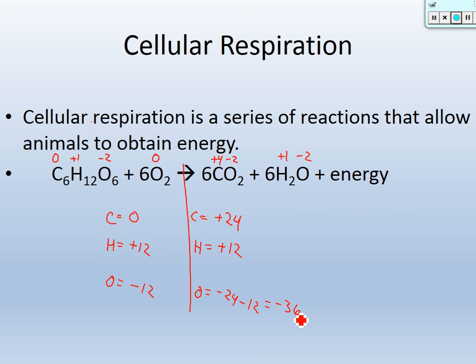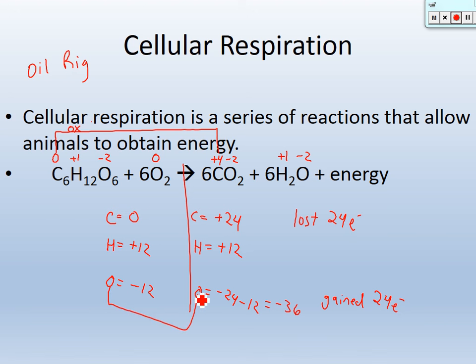Okay, now stay with me because this is where we're going to track the electrons. Carbon saw its oxidation number go up. So that's oxidation. Oil rig: oxidation is loss. How many electrons did the carbon lose? 24. It lost 24 electrons. Well, if it lost it, somebody had to gain it. Who gained those electrons? The oxygen. How many did it gain if it went from minus 12 to minus 36? 24 electrons. So the oxygen here was reduced.